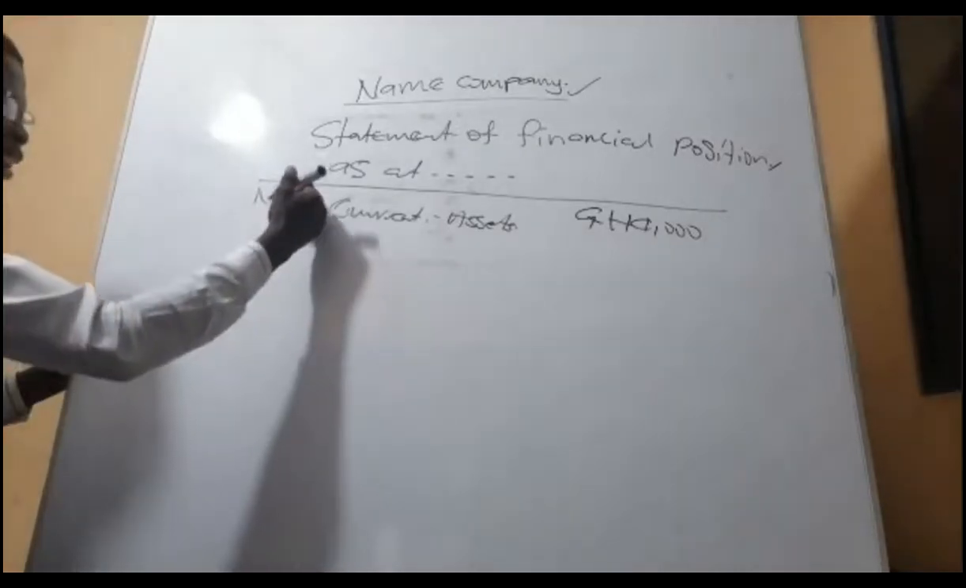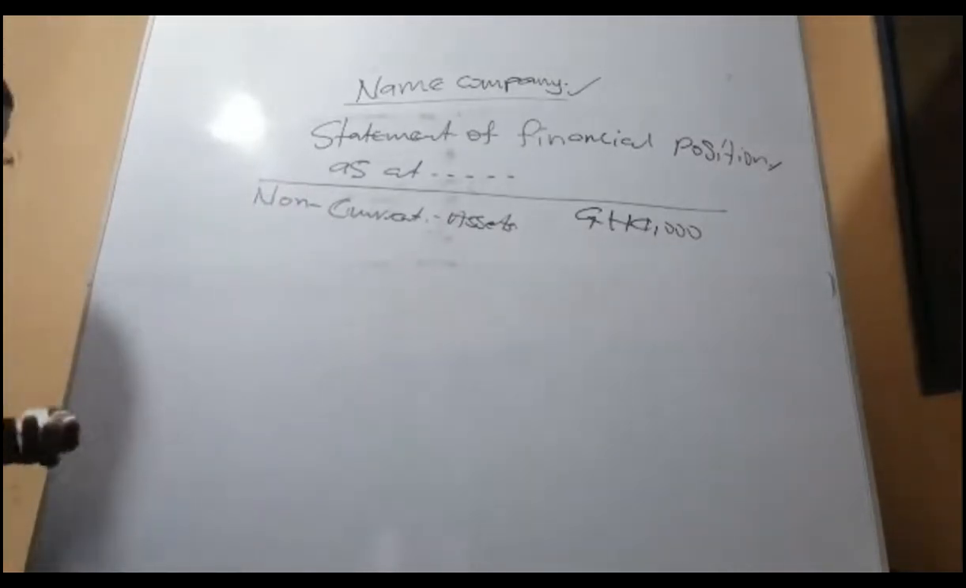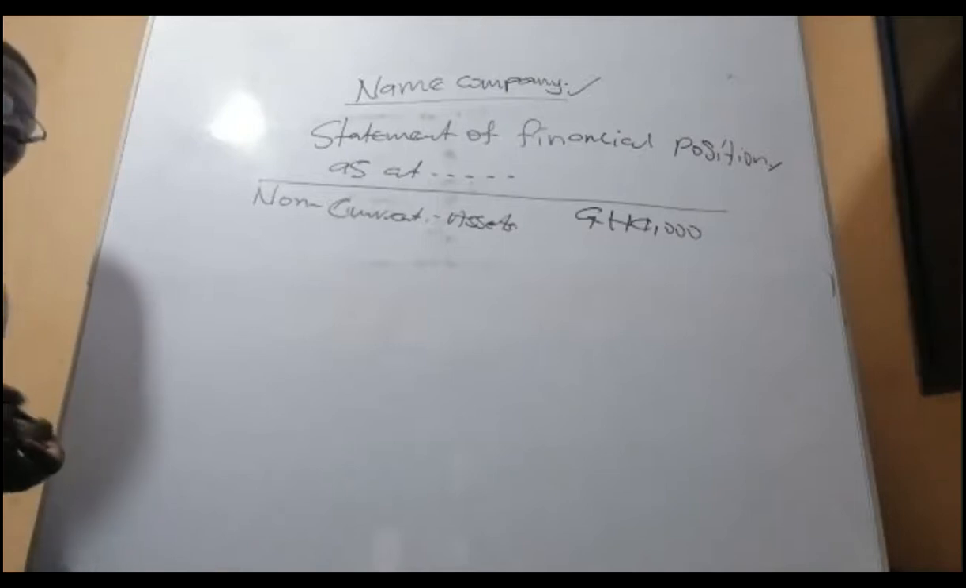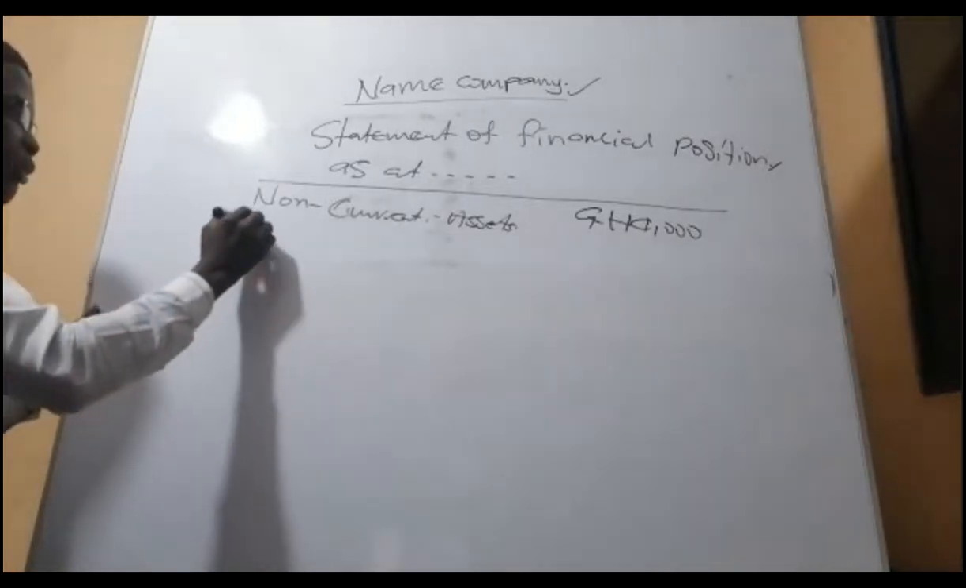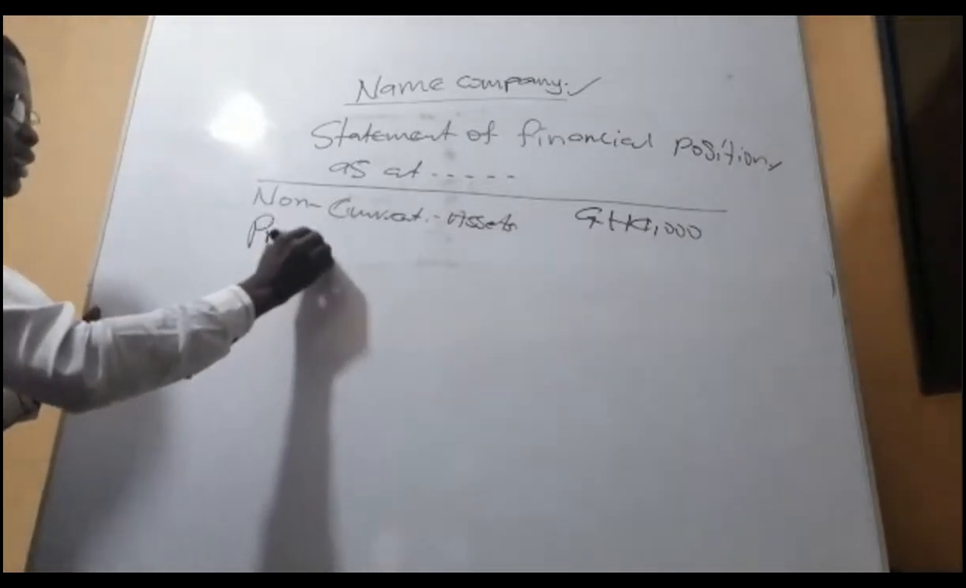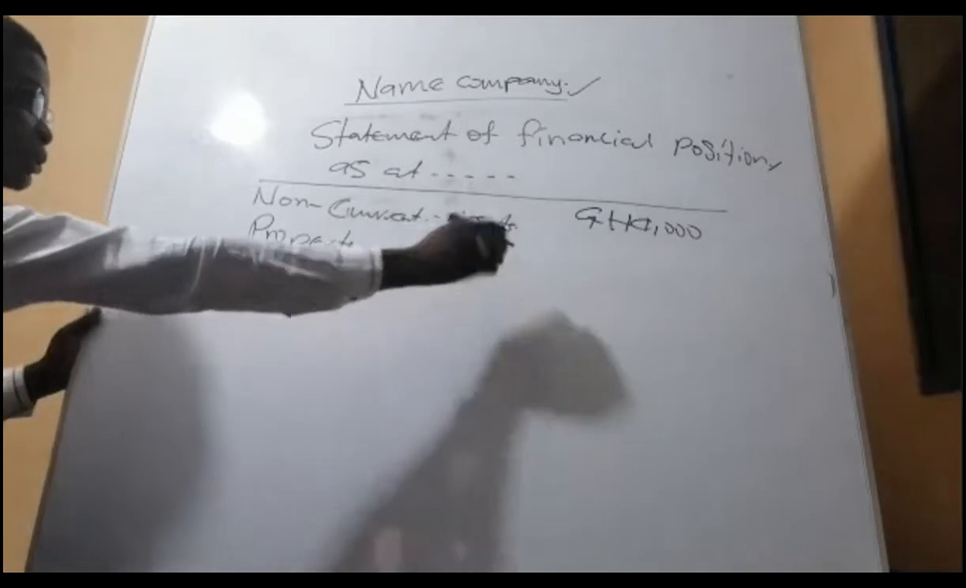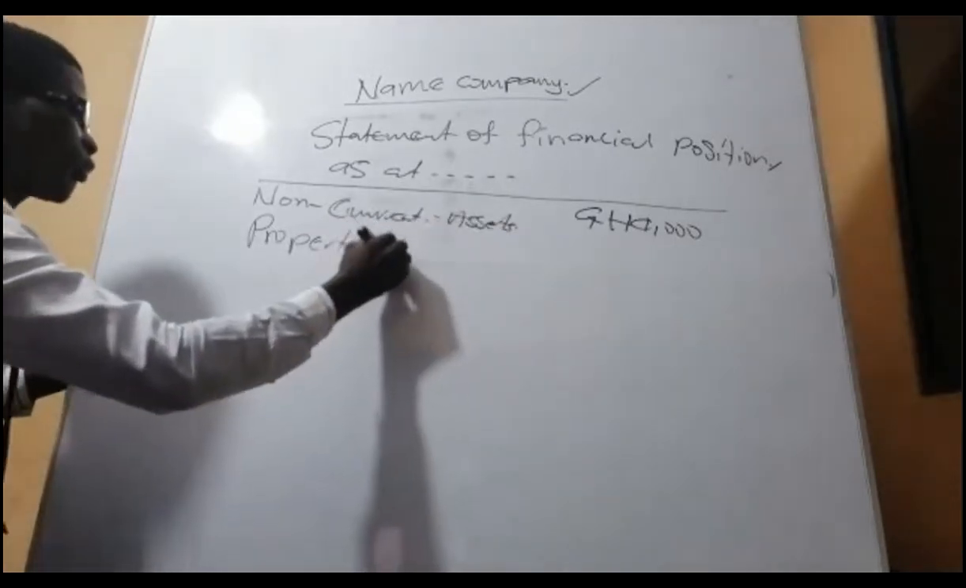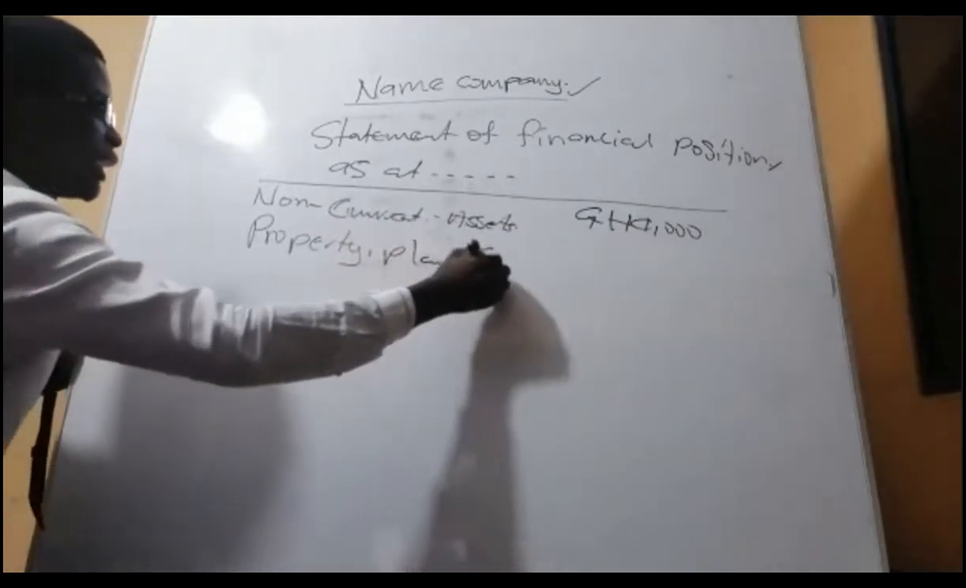Then non-current assets, you group all the tangible ones that are used in the business. They are called PPE, property, plant, and equipment.